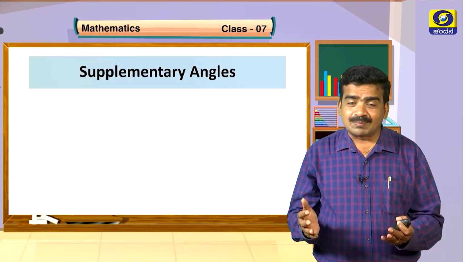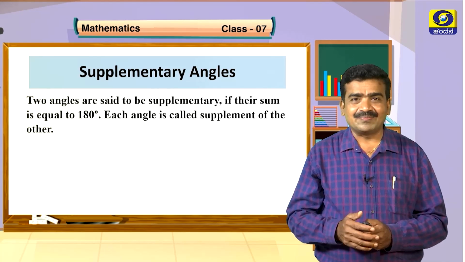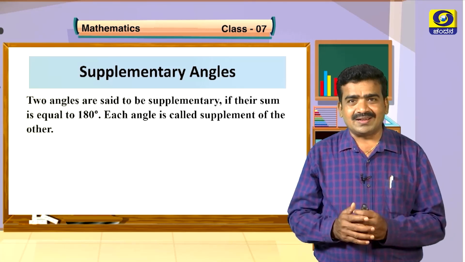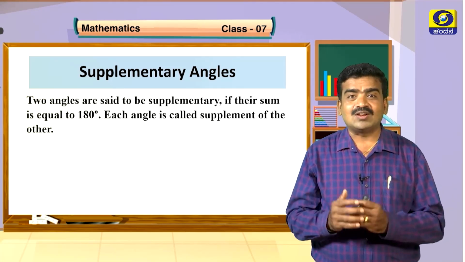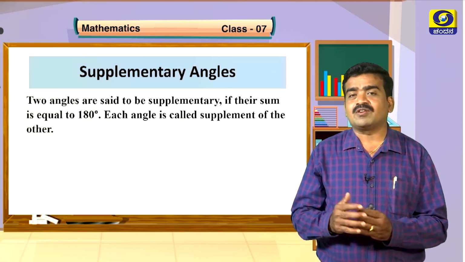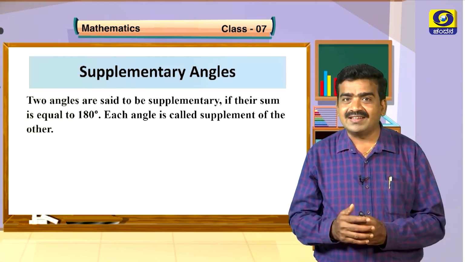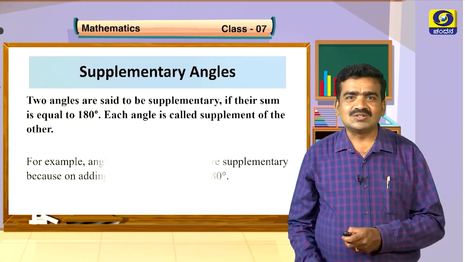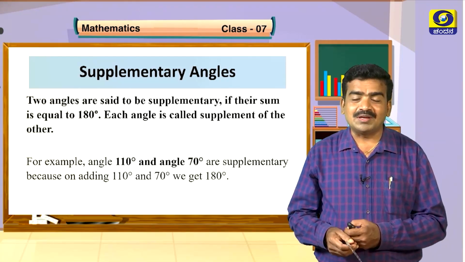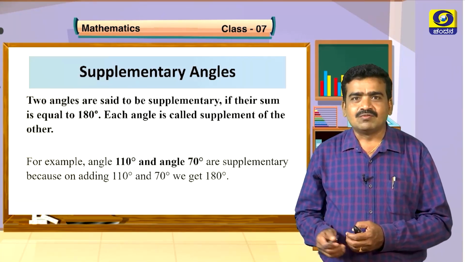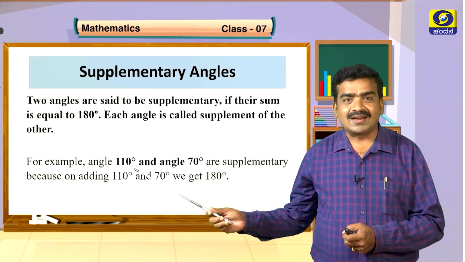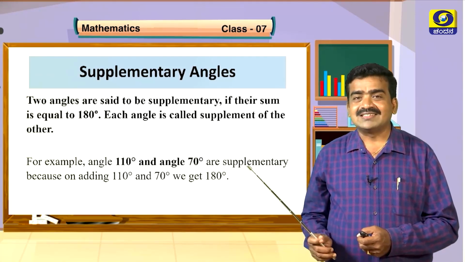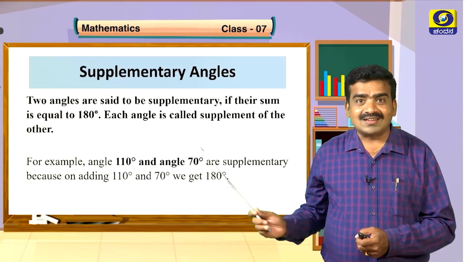What do you mean by supplementary angles? Yes, you are right. Two angles are said to be supplementary if their sum is equal to 180 degree. If you add two angles and get 180 degree, then those two angles are called supplementary angles. One such example is 110 degree and 70 degree. These two are supplementary angles, and one is supplementary to the other.